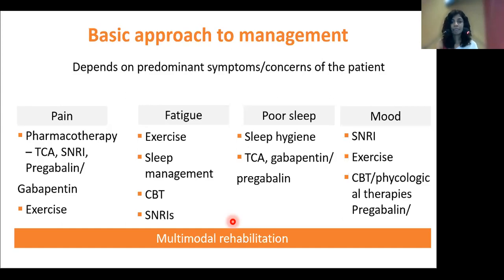If it's poor sleep, hygiene obviously, but from the treatment options that we have, we prefer something like a tricyclic or Pregabalin and Gabapentin. If it's mood, SNRIs would be preferred over Pregabalin or tricyclics.